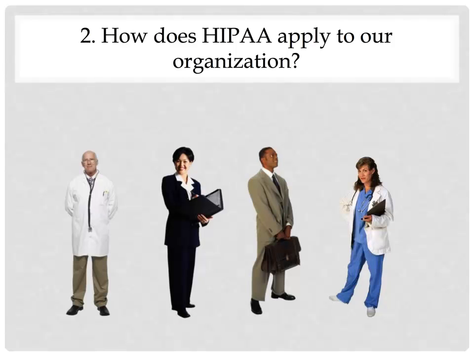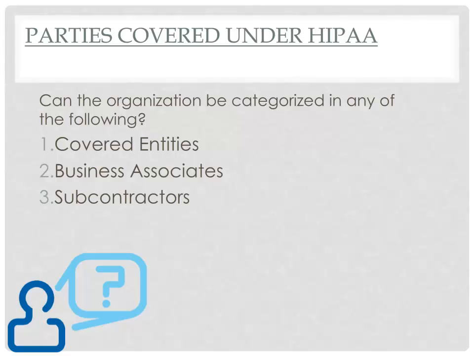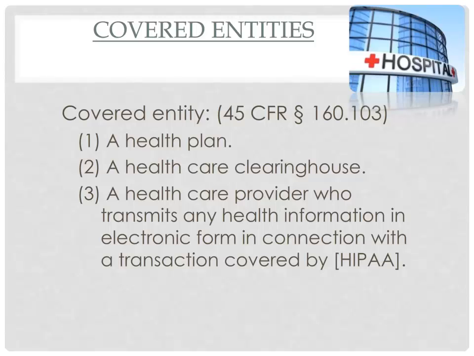How does HIPAA apply to our organization? Ask yourself through these next few slides if the organization can be categorized in any of the following, either as a covered entity, a business associate, or a subcontractor. A covered entity is defined under HIPAA as either a health plan, a healthcare clearinghouse, or a healthcare provider who transmits any health information in electronic form in connection with a transaction covered by HIPAA.